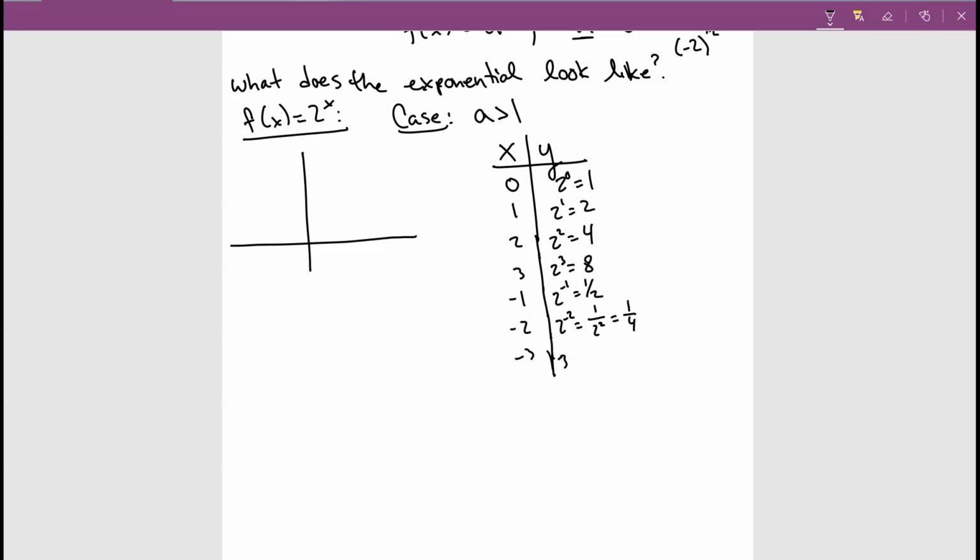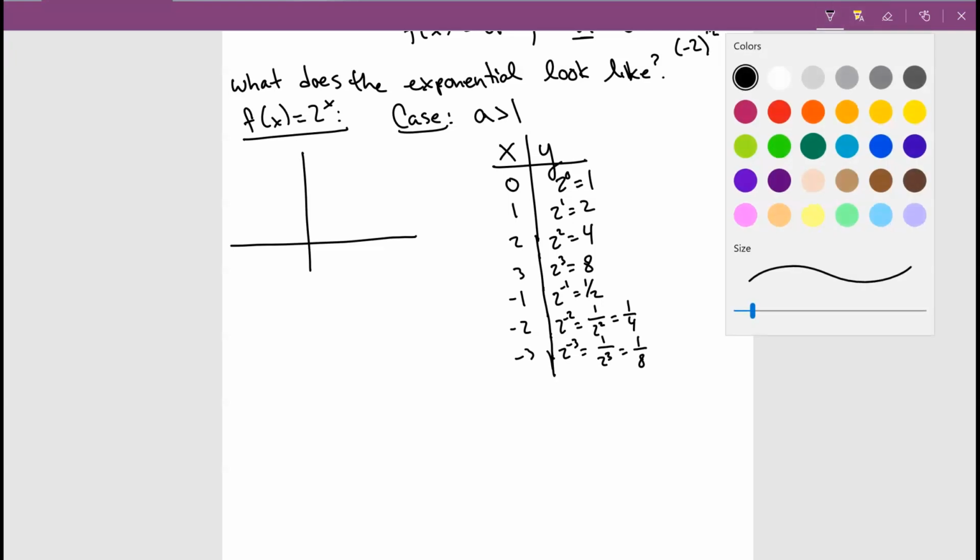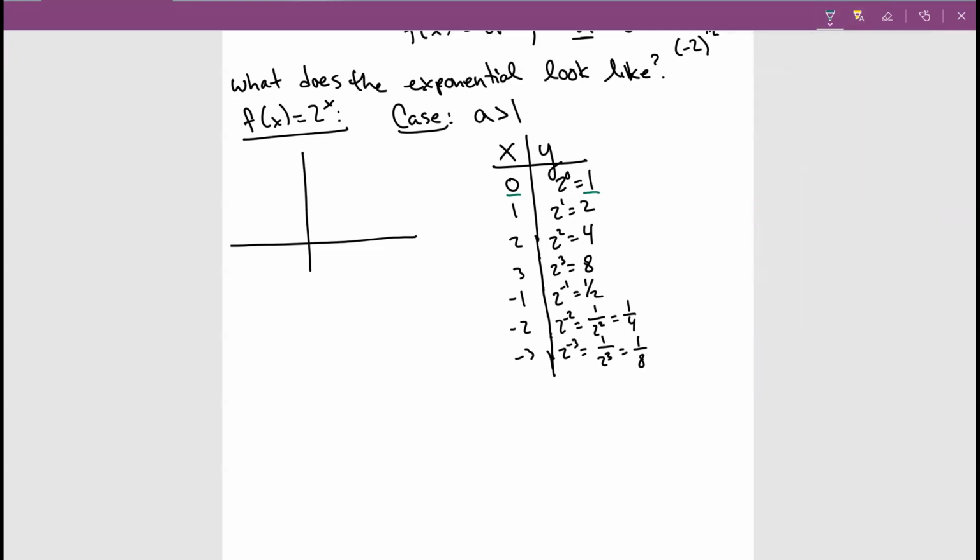And notice here that these numbers are never negative. No matter what negative number I put in, it's always going to be a smaller and smaller quantity. Okay, so let's plot them. At first, x equals 0, y equals 1. So 0, 1 is going to be here. Then 1, 2 is there. Then 2, 4 first, and then 3, 8. Way up here.